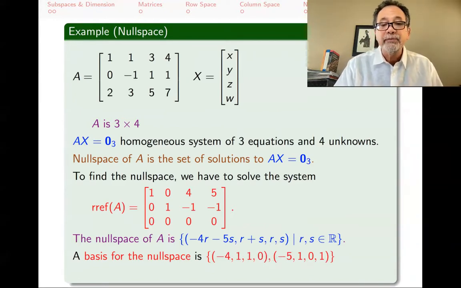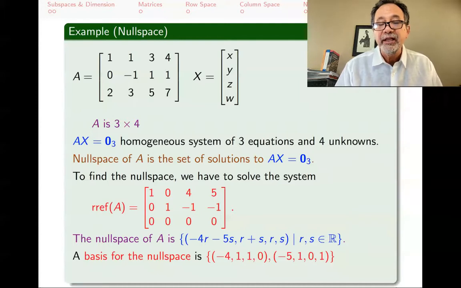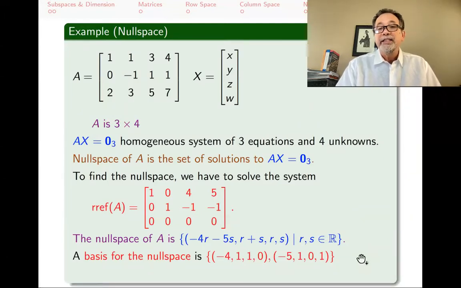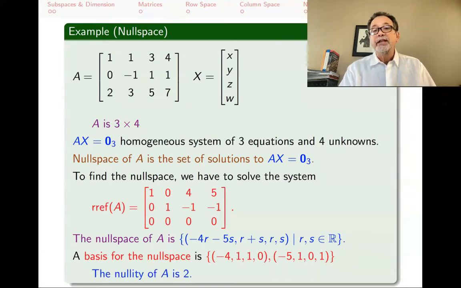Why is this a spanning set? Well, because if you multiply the first one by R and the second one by S, and add them, you get the typical element of the null space. And because there are 2 vectors, and the first one is not 0, and the second one is not a scalar multiple of the first one, it is a linearly independent set, and it's a basis, and therefore the nullity of A is also 2.